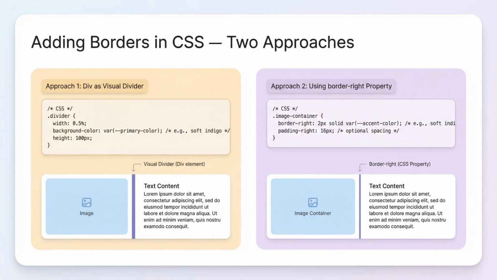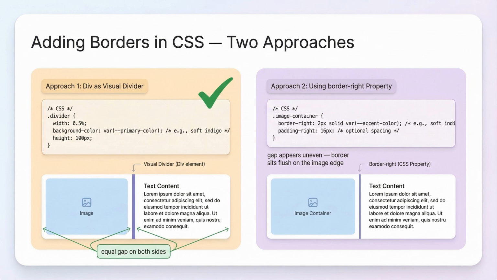The instructor demonstrates two ways to create a visual divider between the image and text sections. The first approach creates a separate div with a small width, a background color, and a set height, essentially a thin colored bar. The second approach uses border right on the image div directly. Both work, but the instructor prefers the separate div approach because it gives equal, consistent spacing on both sides of the divider. Here's why the separate div wins.